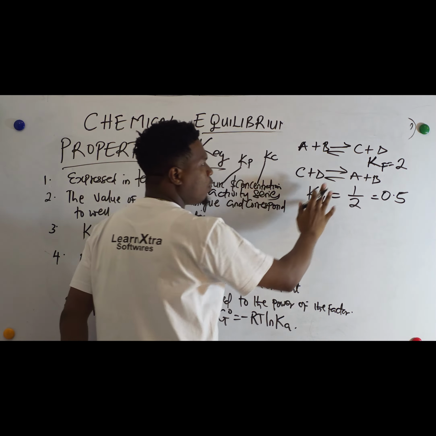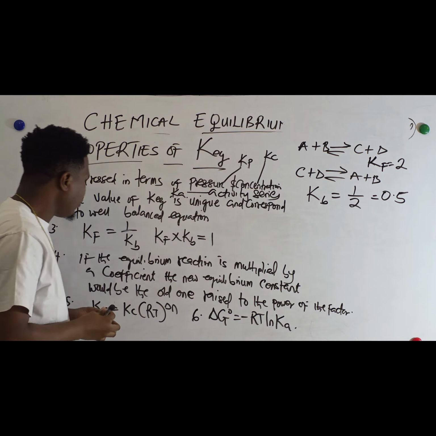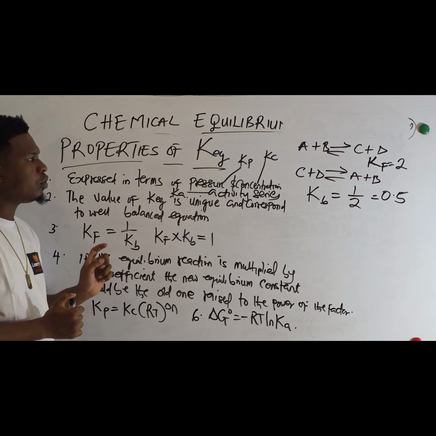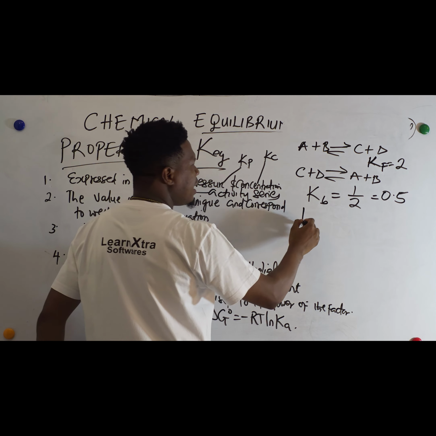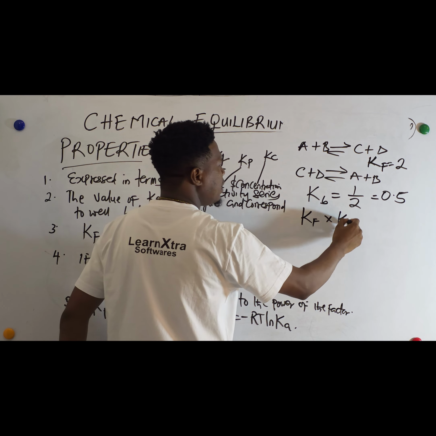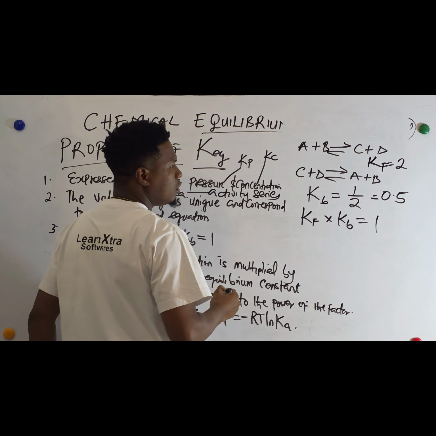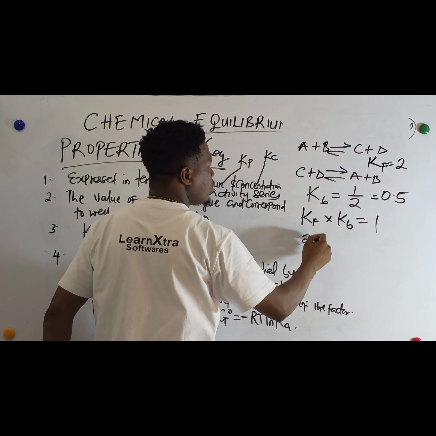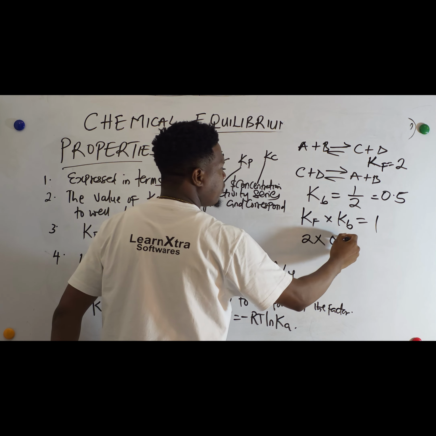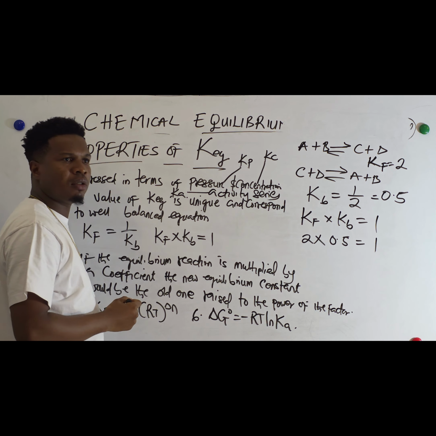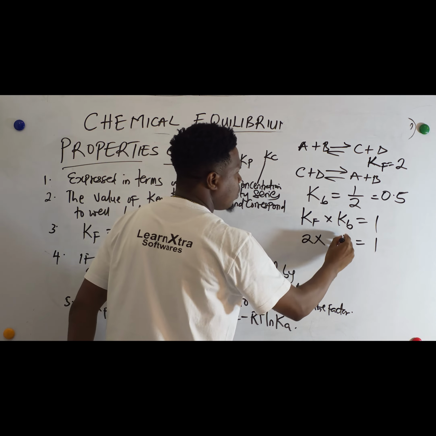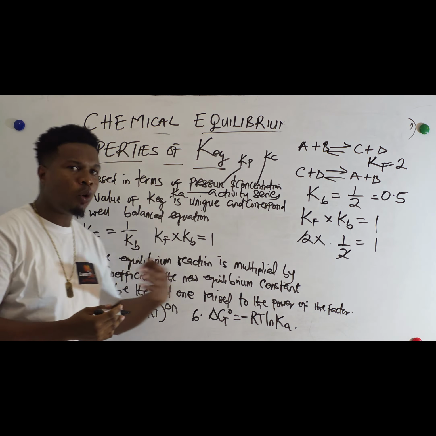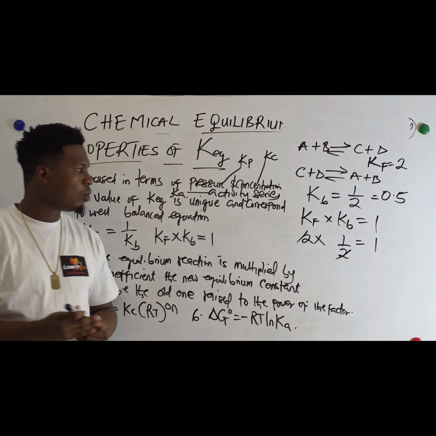So this is exactly what I mean. The equilibrium constant for the forward reaction is equal to the inverse of the backward reaction. So if you look at it, Kf times Kb is equal to 1. If you confirm it with this, Kf is 2, so 2 times 0.5 will still give you 1. 0.5 is like saying 1/2. So the equilibrium constant for the forward reaction is an inverse of the backward reaction.